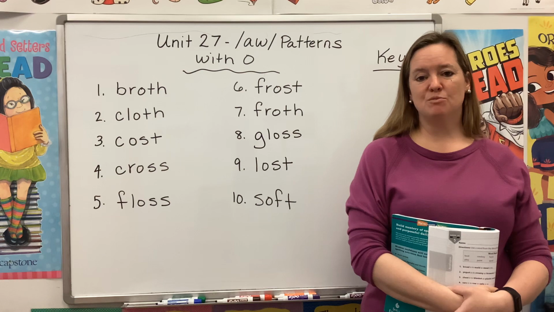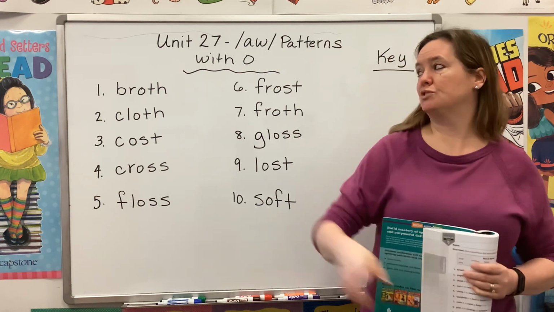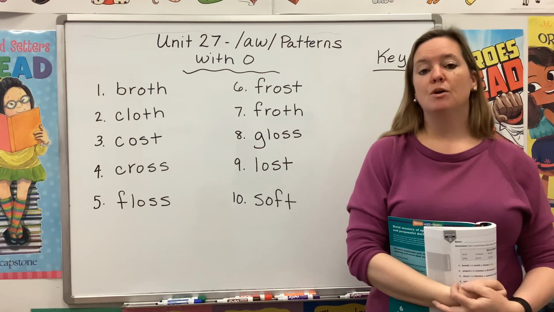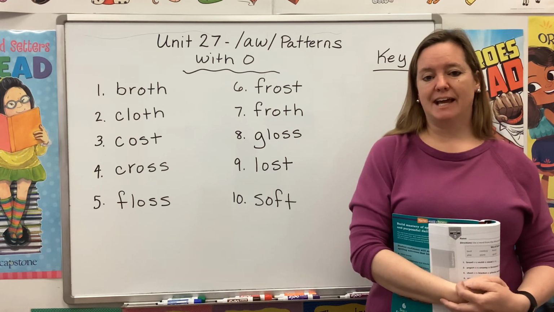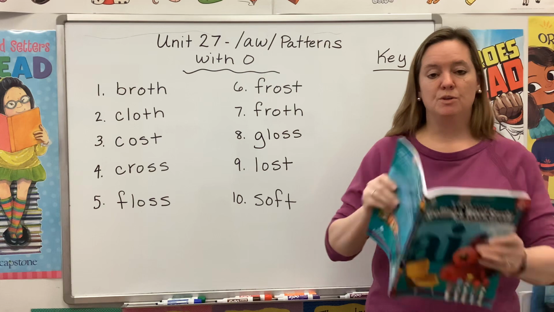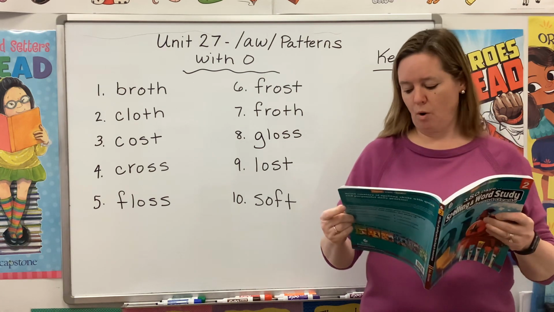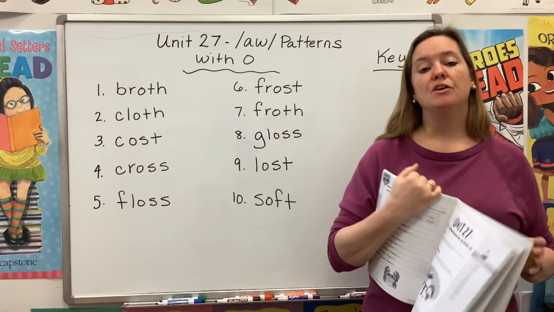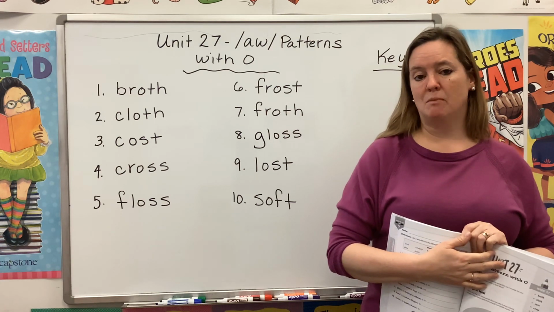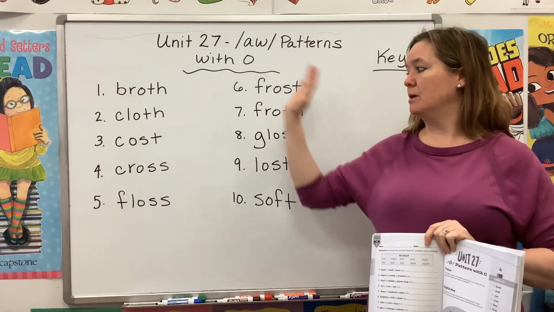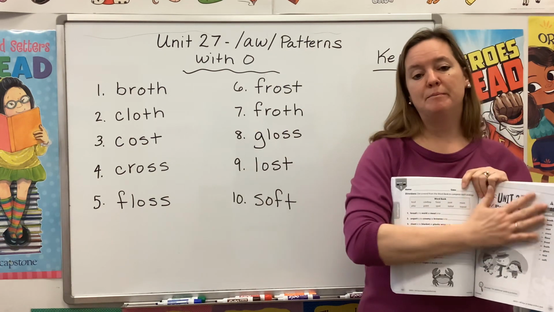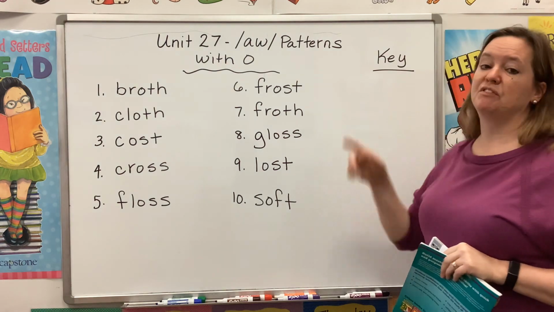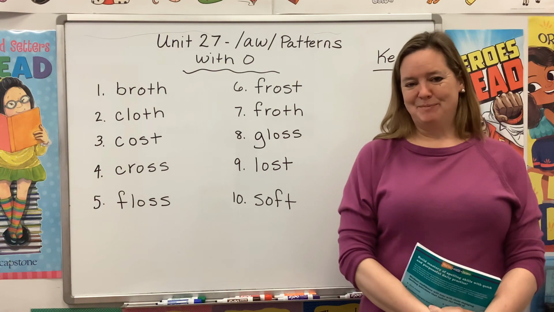My name is Mrs. Rhoades and I'm here to get you started on Unit 27, the AW pattern with O. Please take a second to gather your materials. You will need your teal book open to page 167. You'll also need some colorful pens, markers, or crayons. Remember, whatever I mark on my board, you should be marking on your paper. Please save room for a key as well.